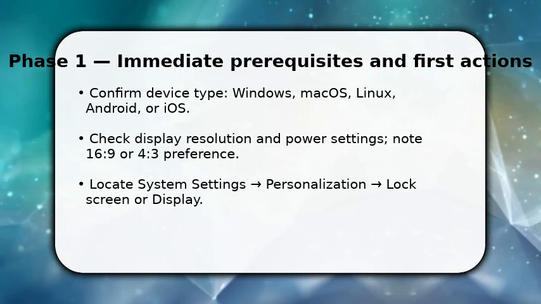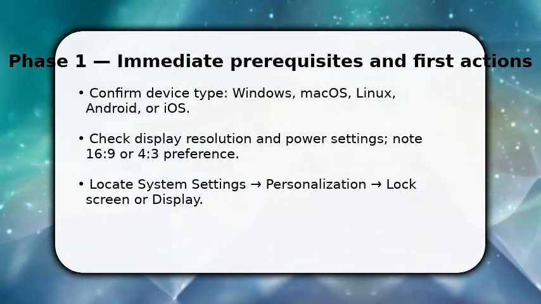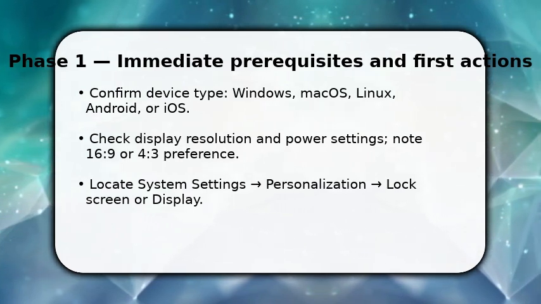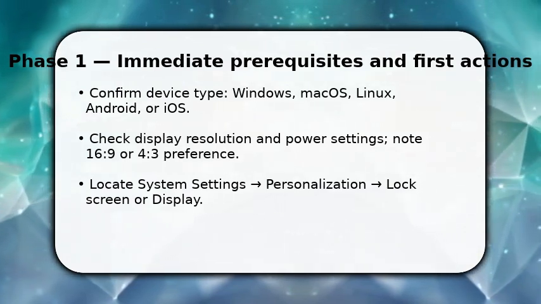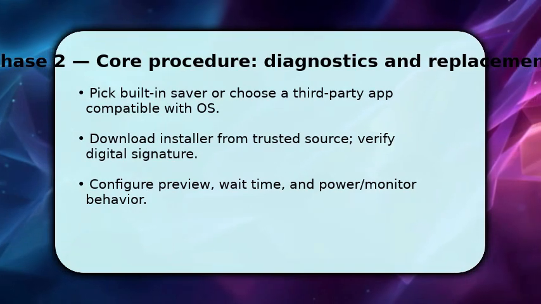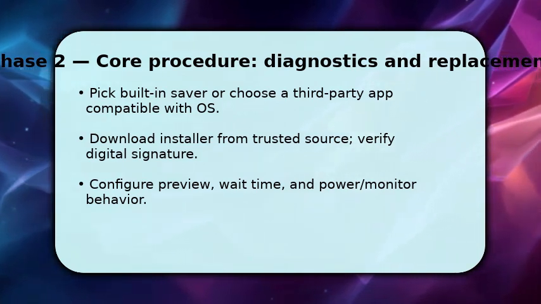If your OS lacks a built-in screensaver, make sure you have administrator rights to install third-party apps. For security, you should also enable Screen Lock after the screensaver activates. Now you decide between a built-in option and a downloaded screensaver, and you should know why. Built-ins are simple and secure.